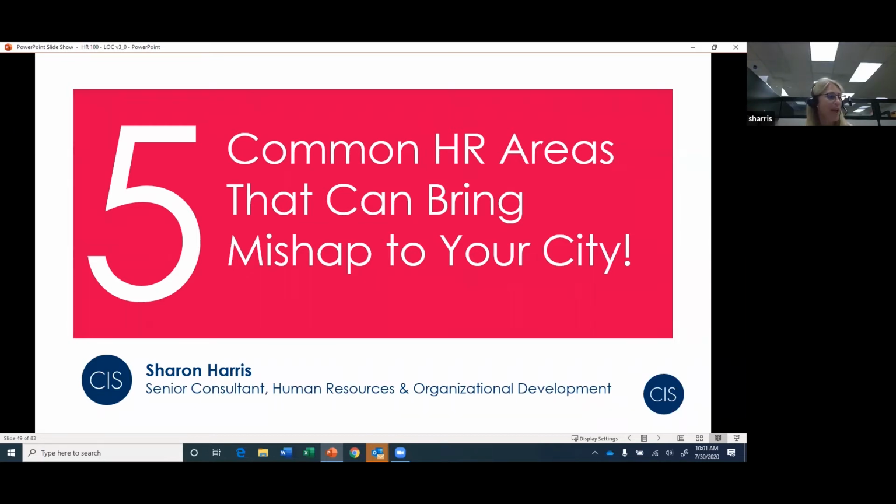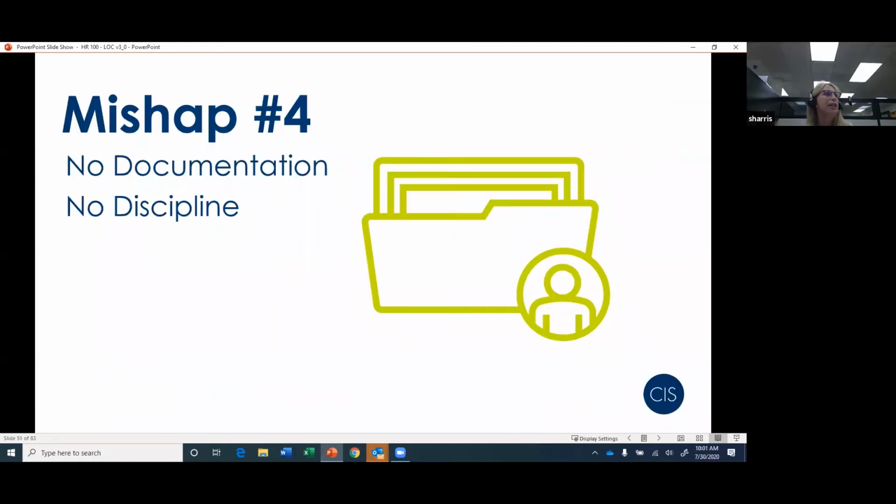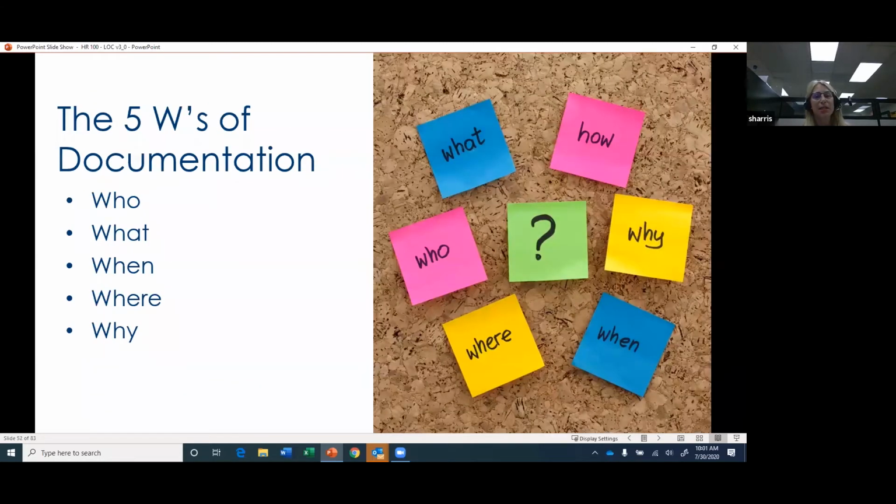So let's talk about mishap number 4, which is no documentation. No documentation and discipline. So we hear from supervisors that say, I want to discipline, I want to terminate this employee. They're not a team player, they don't do their job. And then we ask at CIS, well, great, do you have any documentation on poor performance? And they're like, well, no, not really, but he's a really bad performer, or the employee's a bad performer. And then we find out, well, the employee just filed a work comp claim. So no, you're not going to just go discipline and terminate this employee.